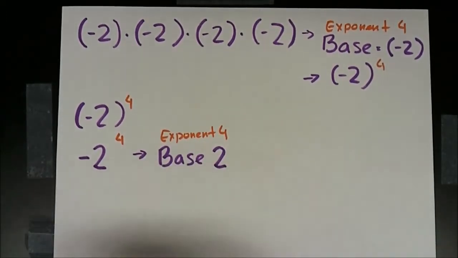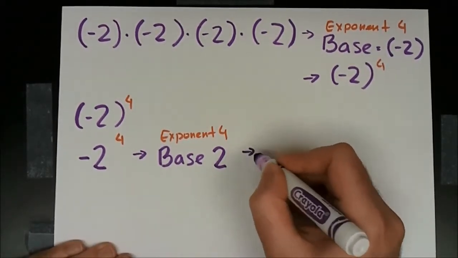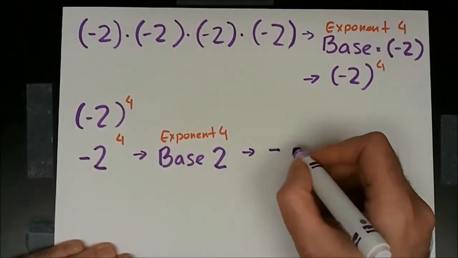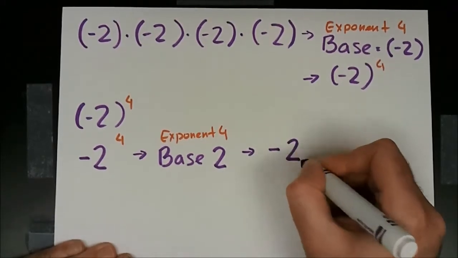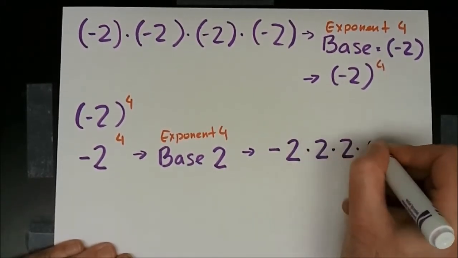And this is what this number would look like if I were to write it out in its non-exponential form. I have to write the negative out once. It doesn't go anywhere. But that's about it. And then it's the base, the 2, being multiplied against itself 4 times.